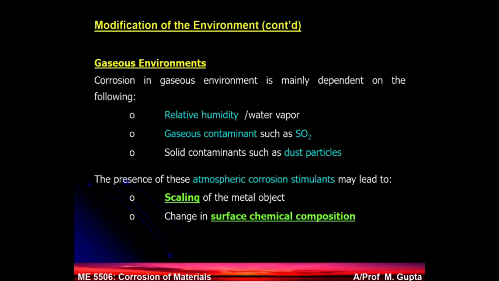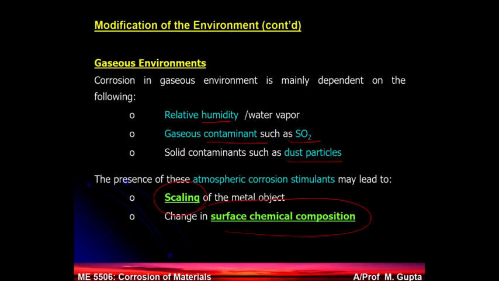Let's have a look at the gaseous environment now. Very important. In the gaseous environment, there are three factors: humidity, contaminants like sulfur dioxide, and dust particles. If these three elements are there, then they can react with the metals, even ceramics, and they can make some kind of oxide layers or sulfide layers, depending on what kind of gaseous environment it is.